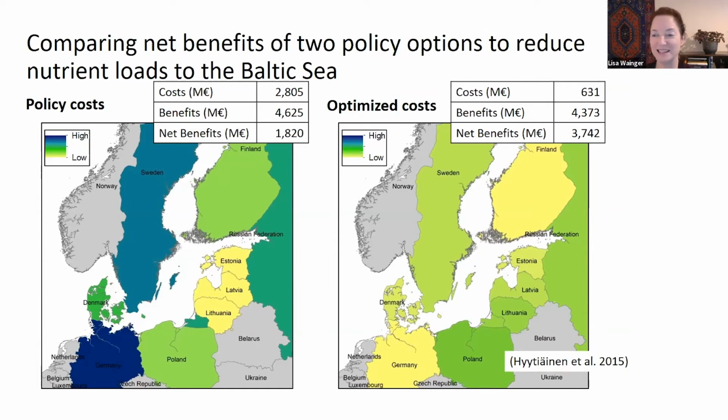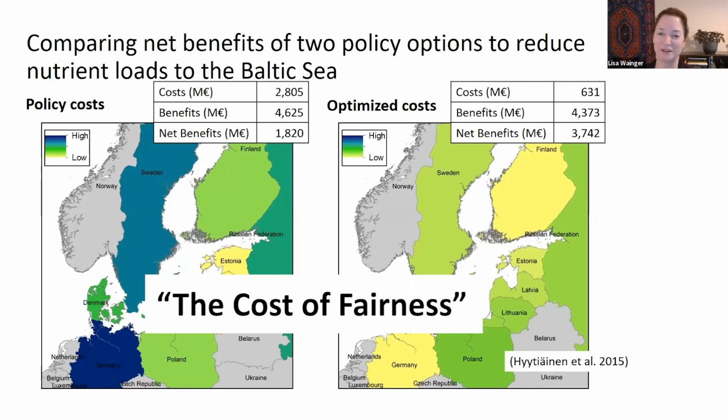So this is essentially the cost of fairness, the difference between a net benefit of 1.8 billion and 3.7 billion. But of course, the allocations had already been set and it was a very politically difficult negotiation. So they didn't just take this analysis and go, okay, we'll change everything. But they did use this to try to think through policies that would help them achieve some of these cost efficiencies.